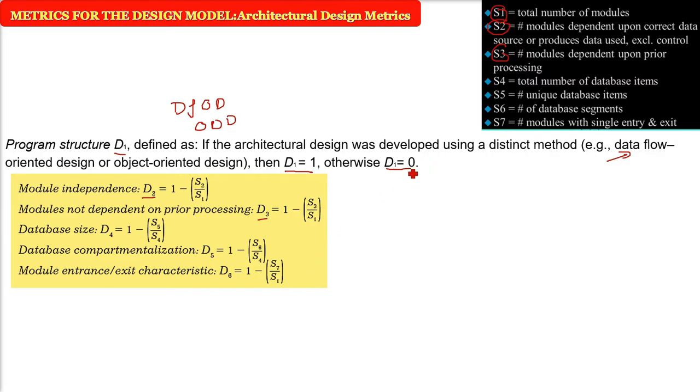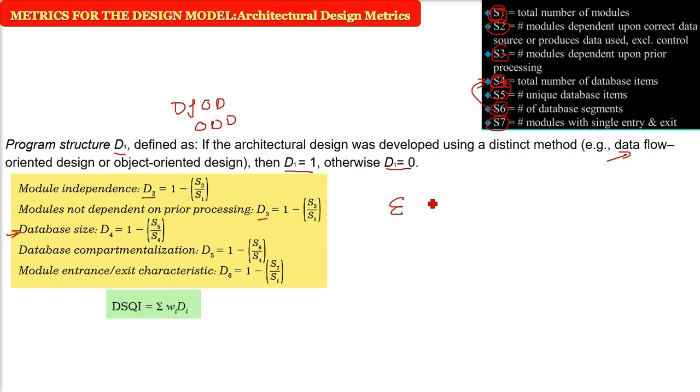Then the database size, D4: S5 by S4, you compute it and then subtract it from 1. You get the database size. Then the database compartmentalization, modularization, D5: S6 by S4, and subtract it from 1. Then the module entrance or exit characteristic, D6: S7 by S1, compute and subtract it from 1. So this is how we get D1 till D6. We have to give numbers to S1 to S7, and then D1 to D6 can be easily computed.